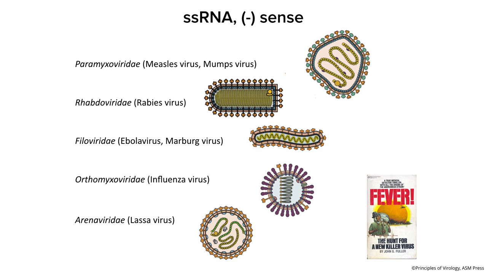So here we have the paramyxoviruses, which include measles and mumps, Rhabdoviridae, rabies virus, Filoviridae, Ebola virus, and Marburg virus, the influenza viruses, the orthomyxoviridae with segmented RNA genomes. So far, these measles, rabies, and Ebola, they all have a single strand of negative sense RNA. The influenza virus is segmented, and the Arenaviridae, like Lassa virus, is also segmented, but in pieces. These all have envelopes, as you see.